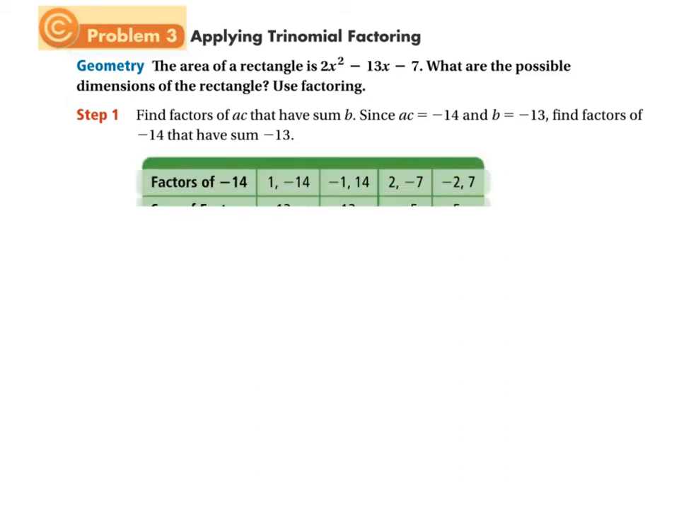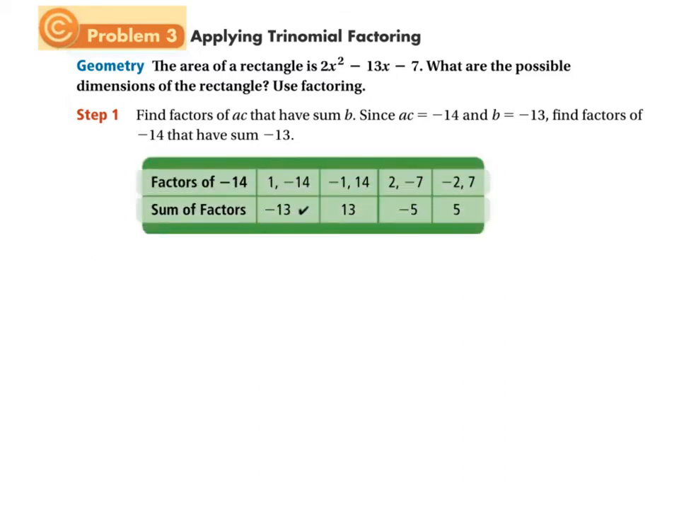So, if you list the factors out, remember, if we get negative 14 for AC, we're going to have one of each sign. So we can either have 1 and negative 14 or negative 1 and 14. 2 and negative 7 or negative 2 and 7. When you add these together, you get negative 13. These make 13. These make negative 5. These make 5. And of course, because B is negative 13, we want it to be this pair right here.